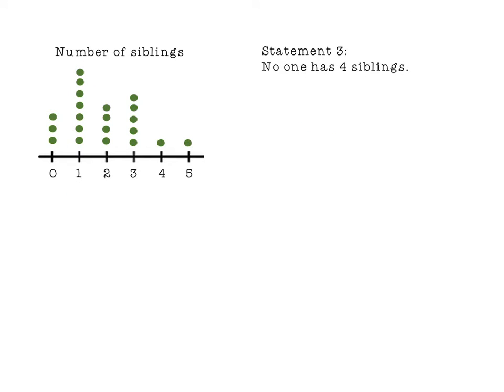The third statement says no one has 4 siblings. The way we can investigate this is to come to the 4 on our number line. If the 4 has a dot or an X above it, then we know that this statement is incorrect. So this statement is incorrect because one person has 4 siblings, because there's one dot above the 4.